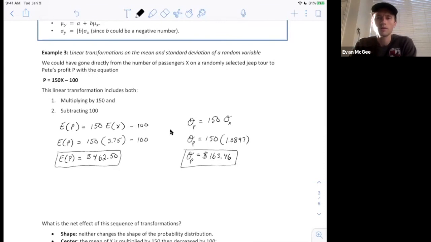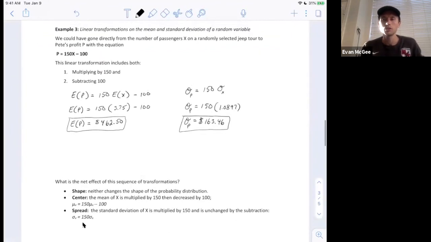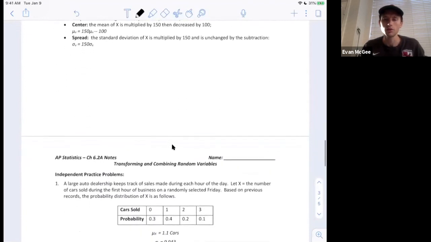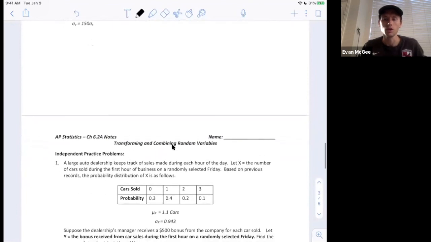From the first problem, the standard deviation of the number of passengers was 1.0897. We'll multiply that by 150, leaving off the subtraction because it doesn't change the spread, and we get the standard deviation of the profit. Even though for these examples I typed them into the calculator, I don't want you typing them in. All you have to do is the algebra you've seen here. I want you to take a look at these. There are 3 independent practice problems that I want you to work through for different scenarios.